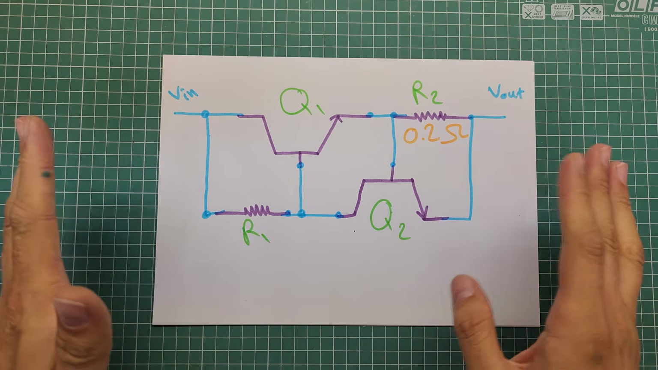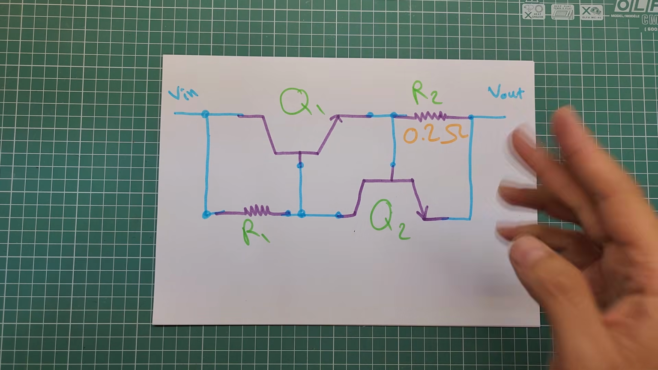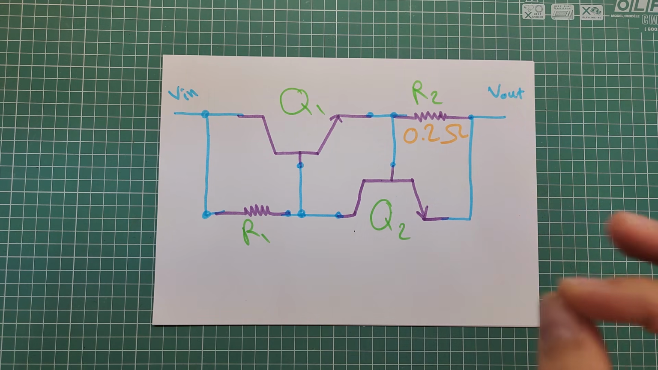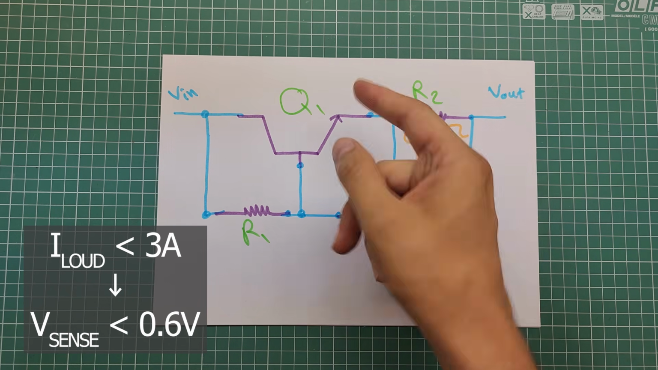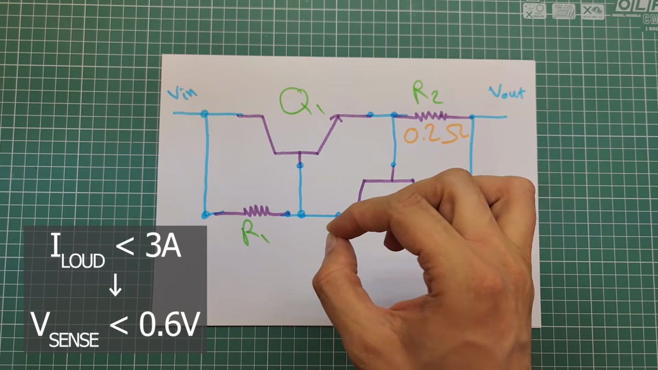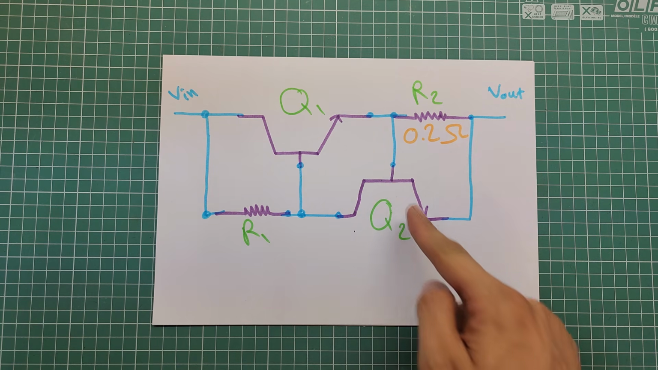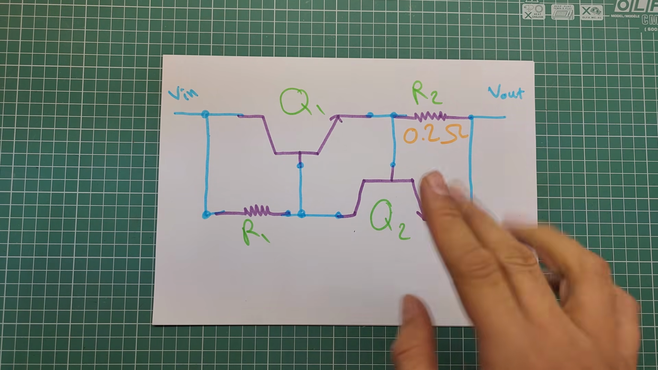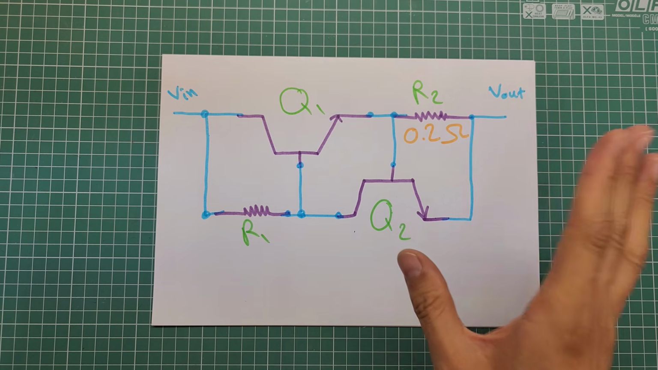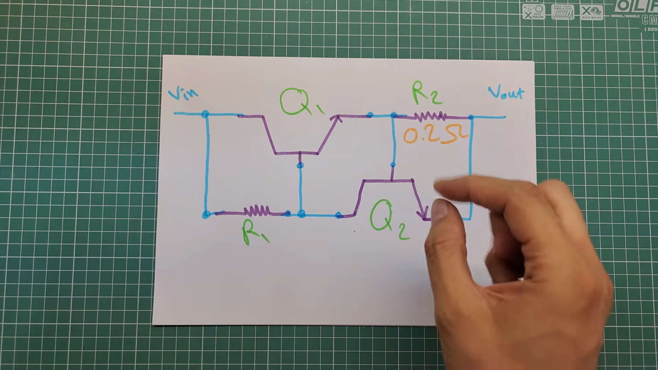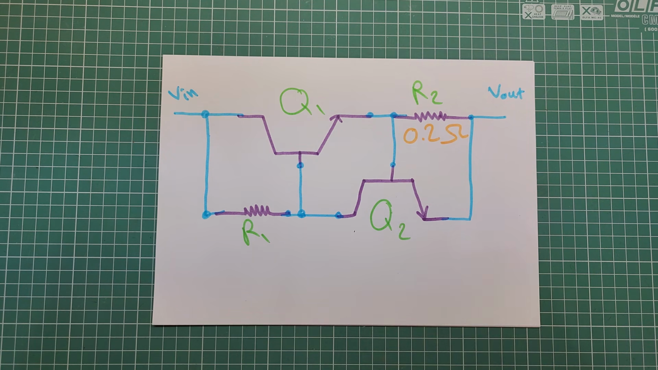Let's suppose that we have selected a 0.2 ohm value for this sense resistor. If the current on output is below 3 ampere, then the voltage across the sense resistor is below 0.6 volt. Since this sense resistor is in parallel with the base emitter junction of this transistor, it will be off and this transistor will be completely on. If the impedance of the load on output gets decreased, then it will draw more current.